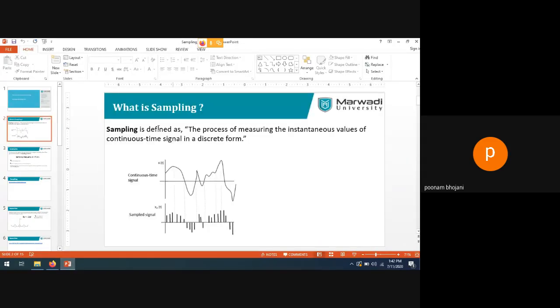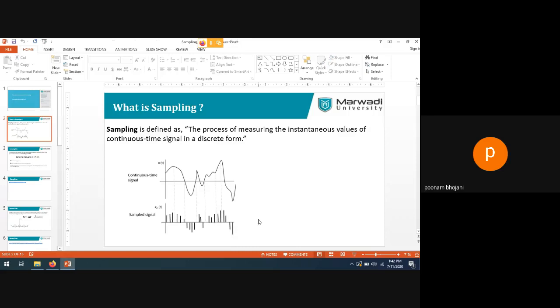So see, the first definition is: the process of measuring the instantaneous values of a continuous time signal in a discrete form. I have taken a very easy example of a sine wave, but let's say your continuous time signal is something like this, very random, right? Whenever you send this type of signal, it will have infinite number of values. So what you are doing is taking some of the points from this signal, and those points are nothing but the spikes, right? These spikes are the samples of this signal.